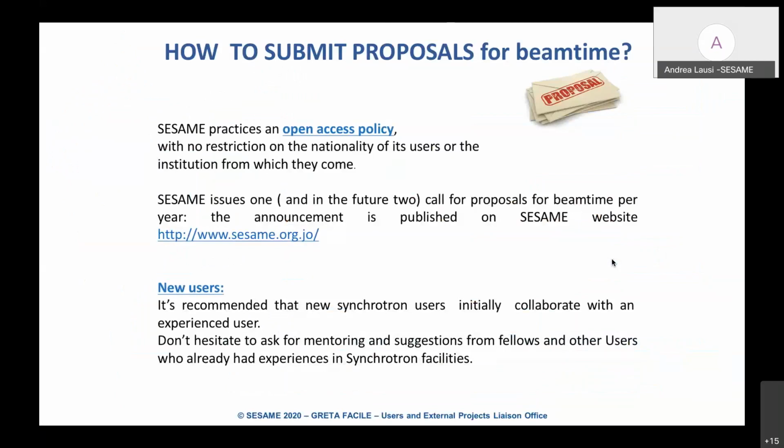Okay, if you are a new user, the first thing that you have to know is that you can participate. SESAME has an open access policy. There is no restriction of the nationality of the users. Everything will be based on scientific merit, and so good proposals will always find a way.